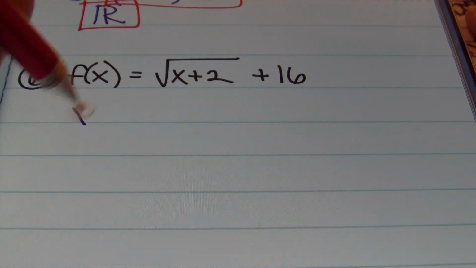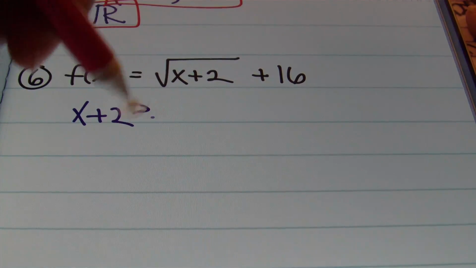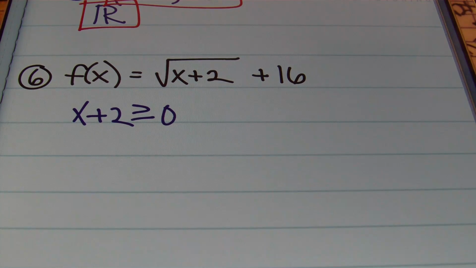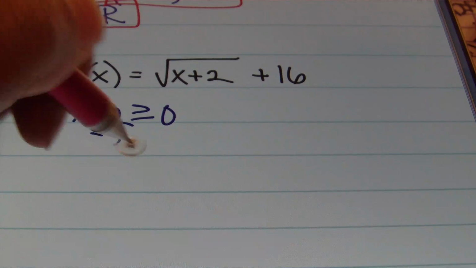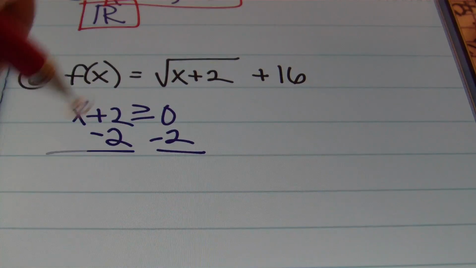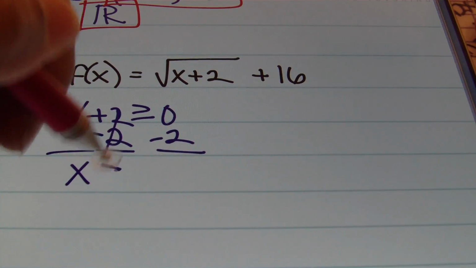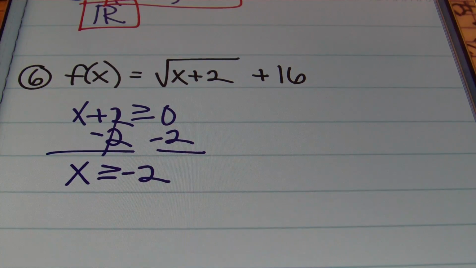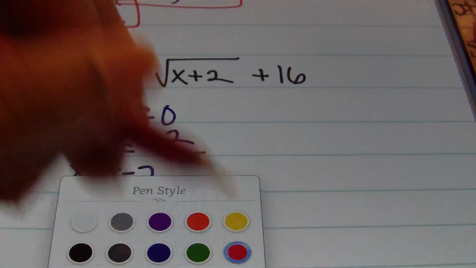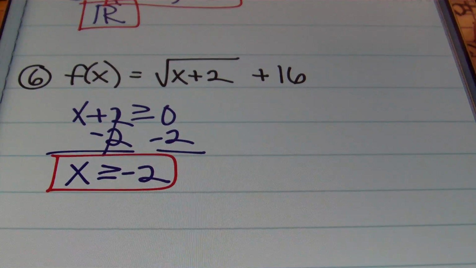So therefore, x plus 2, guess what? You must be greater than or equal to 0. So now I'm going to solve for x. I'll be subtracting 2 from both sides, additive inverse. This gives me x is greater than or equal to -2. And ladies and gentlemen, this is the domain. My values of x, the domain, must be greater than or equal to -2.